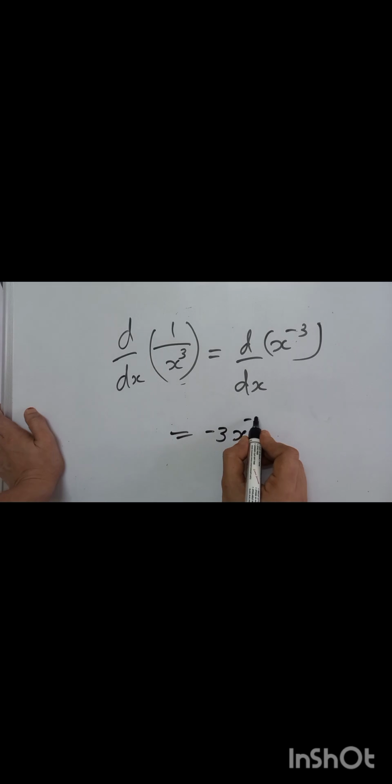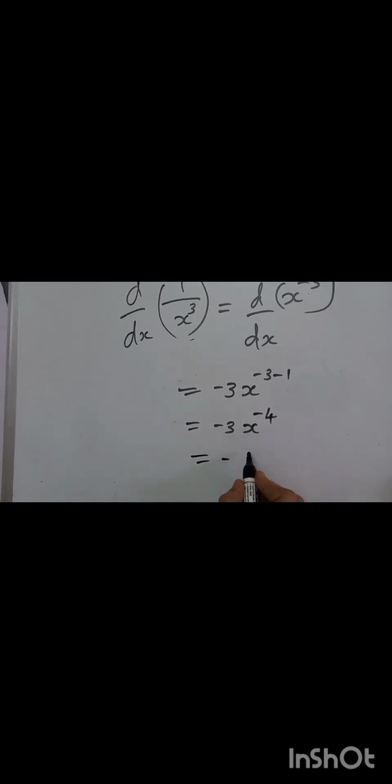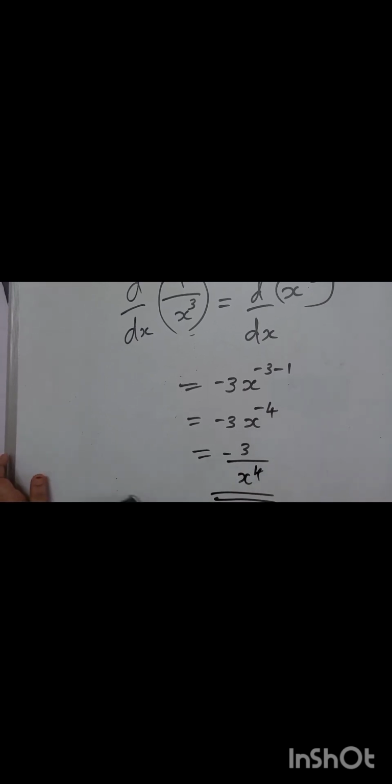Negative 3 x to the power negative 3 minus 1. So it is negative 3 x to the power minus 4. You can write the answer like that, or you can rearrange. X to the power minus 4 is 1 by x to the power 4. So it is negative 3 by x to the power 4. So this is the answer.